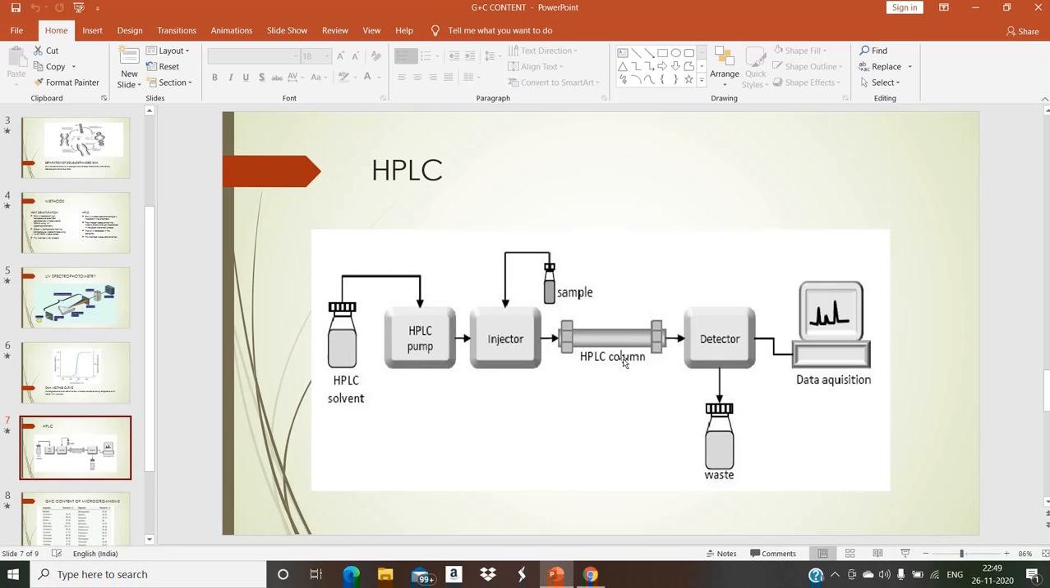Then it moves into this HPLC column, which is the stationary phase and consists of silica beads. Our stationary phase is polar and our sample is non-polar, so the sample will get separated very easily and eventually be detected in the detector, and we get the data in the computer. This method is very reliable, fast, and can also give us very accurate results.